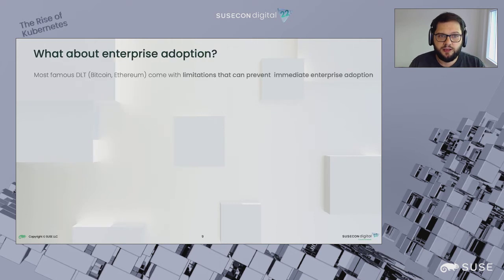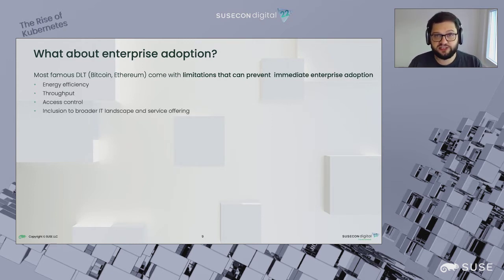Cool. But what about enterprise adoption? Well, most famous DLTs, like Bitcoin or Ethereum, come with limitations that can prevent immediate enterprise adoption. The energy efficiency, we talked about that. We are on the good path, but it's not done yet. The throughput, which is usually pretty small compared to what we need. Access control. Those blockchains do not have any kind of access control mechanism. And of course, inclusion in the broader IT landscape and service offering, because it's open and there is nothing specific to your industry or to your organization in those DLTs.